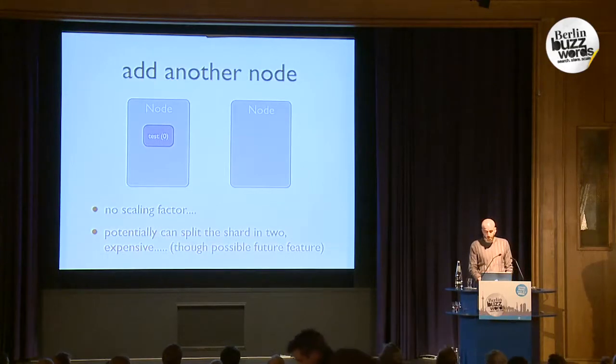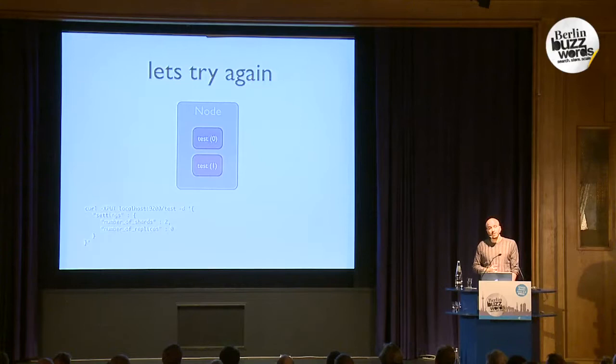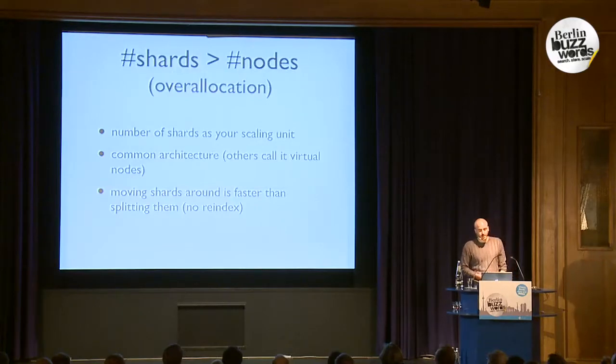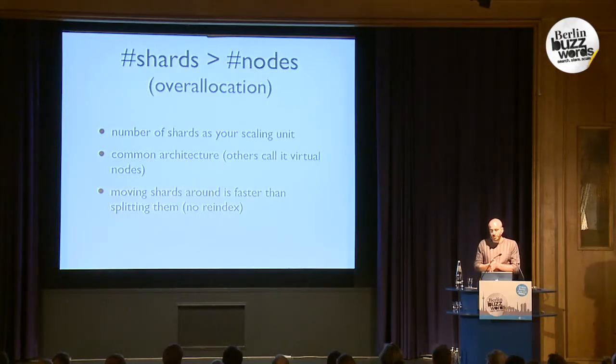So we need to try and somehow solve this problem. Let's give it another go. We still have one node, but instead of having one shard, we can actually start with two shards. And that's, again, very easy when you create the index. You just specify that you want two shards instead of one. What it effectively means is that when we start another node, ElasticSearch can automatically move that shard for you to the second node. What we're doing is over-allocating shards, so the number of shards is effectively your scaling unit. It's a very common architecture. Other systems call it virtual nodes or things to that nature. The benefit is that when we move shards, we don't have to re-index the data. We simply move bytes around. That means the overhead on a cluster that is handling relocation of shards by adding or removing nodes is considerably less than having to re-index or split data.